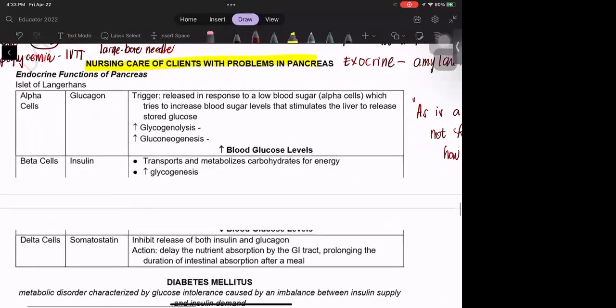So, class, you have three hormones that are produced by your endocrine pancreas, and these are your glucagon, your insulin, and your somatostatin. Okay, now let's talk about your alpha cells. The glucagon originates from the alpha cells, and the trigger is that it is released when there is low blood sugar. So once the blood sugar in our body decreases, your glucagon would be released, and the effect of your glucagon is to increase the blood sugar levels.